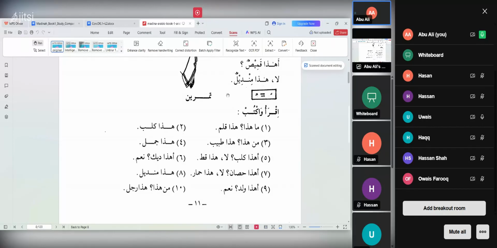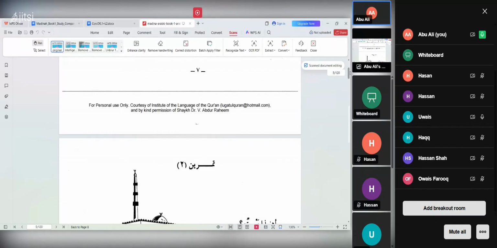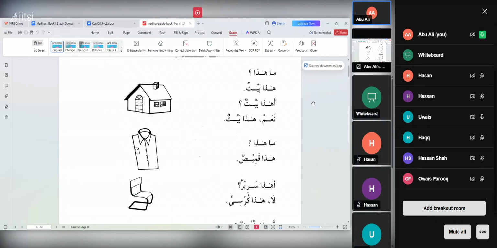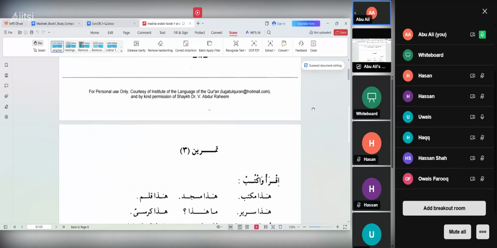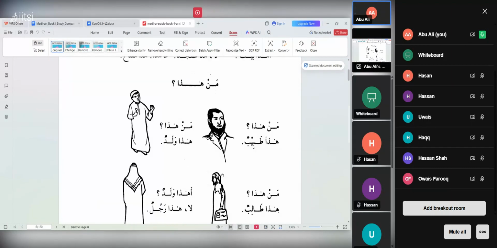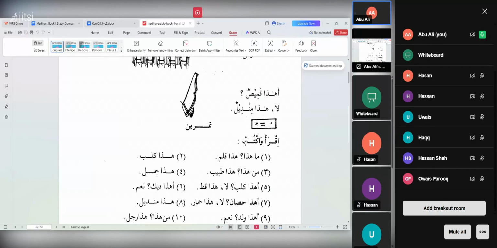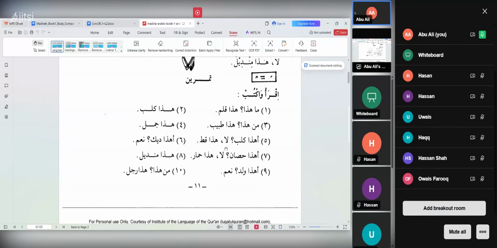تمرين. Exercise. تمرين. اقرأ واكتب. Read and write. Same principle as this one. This one is optional. You want to do the harakat or you don't want to. It's better that you do them, but I know it's too much if you do all of this. So it's optional because we have tomorrow.